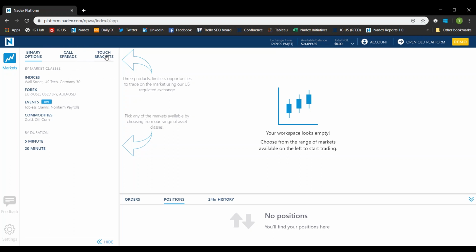By the way, I keep using the word knockouts, knockout options. We currently call them touch brackets. They're not going to change. It's just we're going to call them knockout options because that's what they are. The standard industry vernacular, if you were to talk to anyone out there and say, what's a knockout option? That's the common industry term.